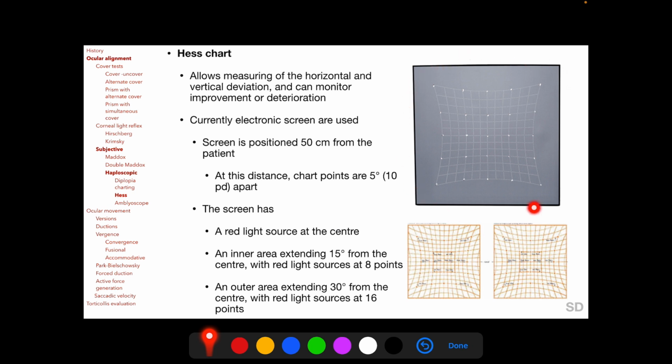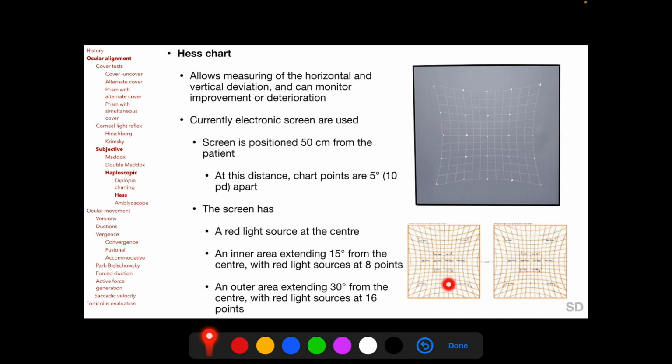Presently, electronic Hess screens are used and the screen is positioned 50 cm from the patient. At this distance, the chart points are 5 degrees or 10 prism diopters apart. The screen has a red light source at the center, an inner area extending 15 degrees from the center with 8 red lights at its outer margin, and an outer area extending 30 degrees from the center with red light sources at 16 points. So this is the Hess screen and these are the Hess charts which the examiner uses to record his observation.